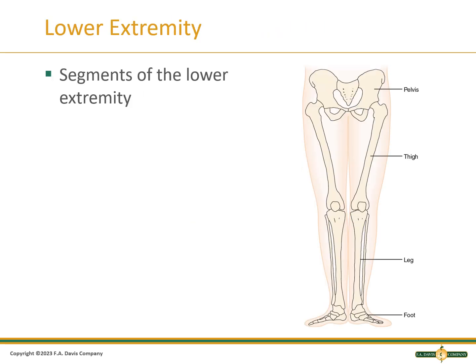Remember that our lower extremity can be broken up into segments, so our pelvis is officially part of our trunk, our appendicular skeleton, but it is our two innominate bones and our sacrum, and then that articulates with our femur, which creates the thigh portion of our lower extremity, and then distal to our knee but proximal to our ankle makes our leg, and then distal to our ankle would be our foot.